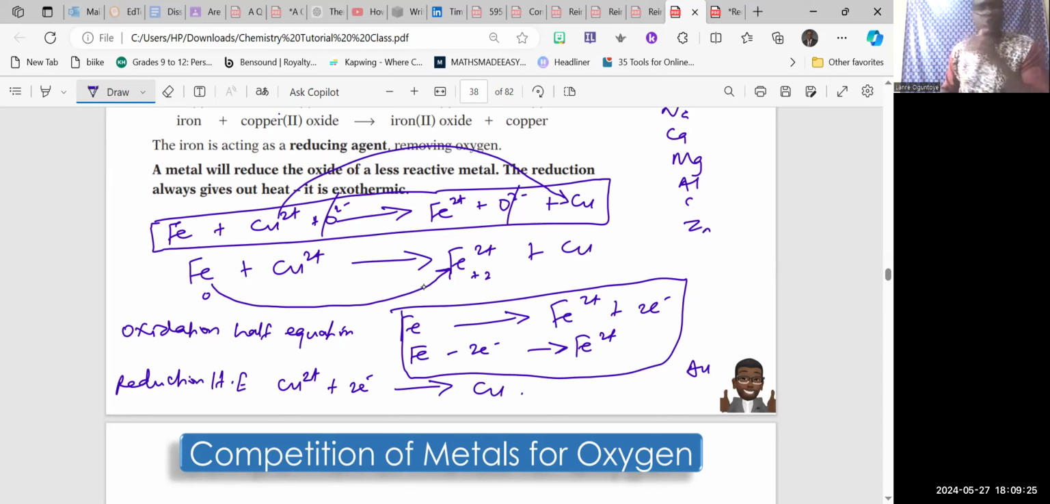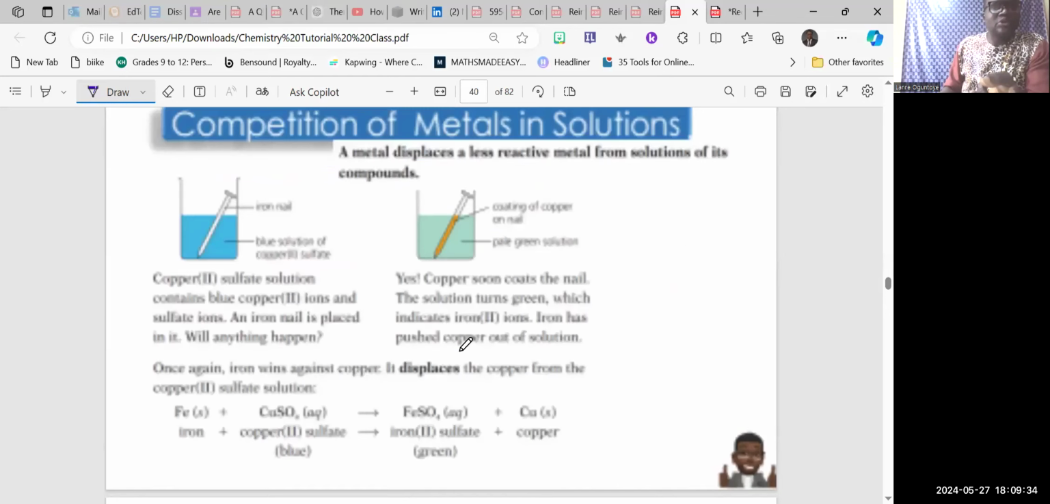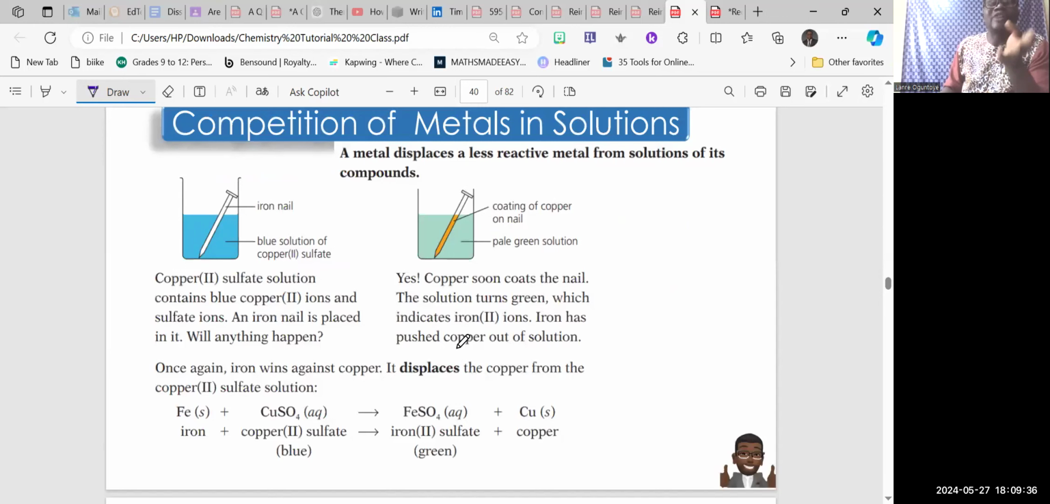Can you see that? So they can bring in redox, in all that together. Okay, so the last one I've looked at underneath this is what? Competition of metals in solution. So you can see in solution. See, look at this ion.